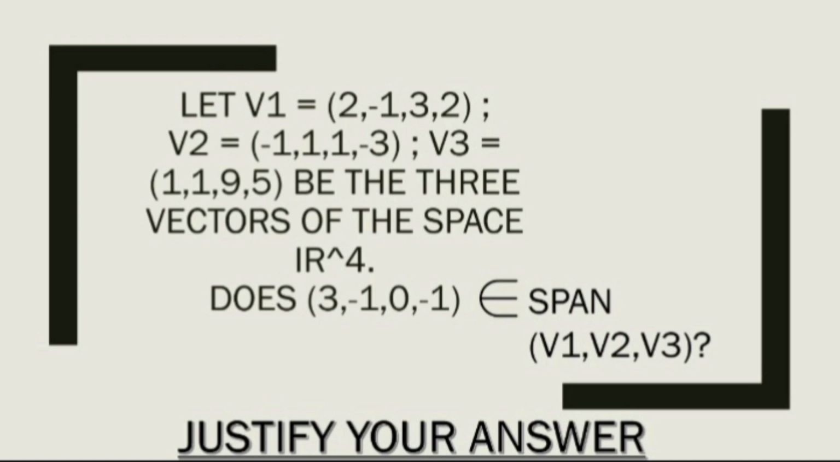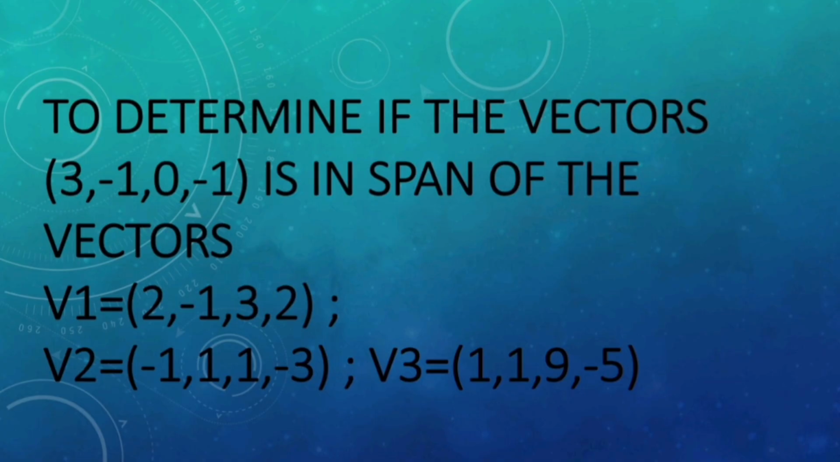Now we are going to see UPSC Maths first paper question 1. Let V1 equal to (2, -1, 3, 2), V2 equal to (-1, 1, 1, -3), V3 equal to (1, 1, 9, -5) be the three vectors of the space R^4. Does (3, -1, 0, -1) lie in the span of V1, V2, V3? Justify your answer.